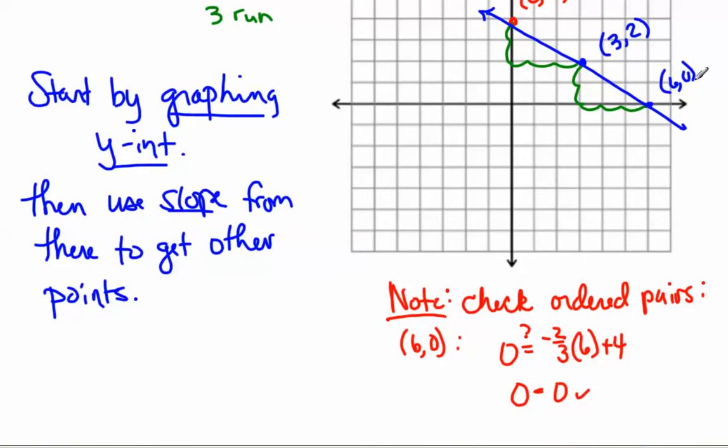So I'm going to check the 6, 0. My equation was y equals negative 2/3 x plus 4. So we're going to put the 0 in for the y, the 6 in for the x, and see if it works out. Well, 3 into 6 is 2. 2 times negative 2 is negative 4. Negative 4 plus 4, yep, it's 0. So it works. I'm pretty confident that I've got the right line here.